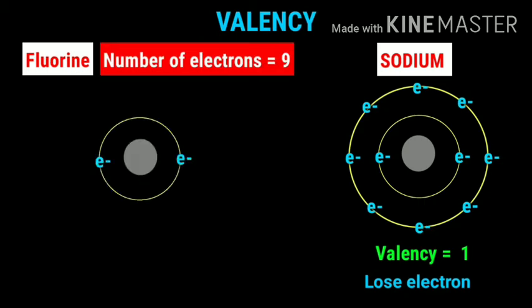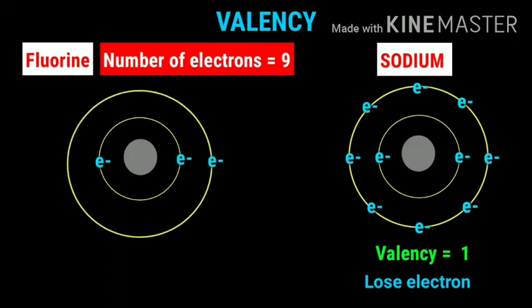Same way fluorine. Fluorine's atomic number is 9. First shell has 2 electrons. Second shell has 7 electrons. Now 7 electrons cannot be lost. So it will gain 1 electron to make an octet. So its valency is also 1.